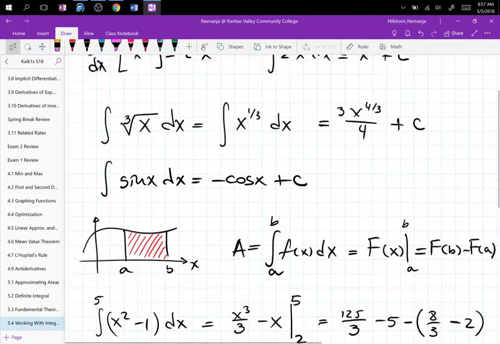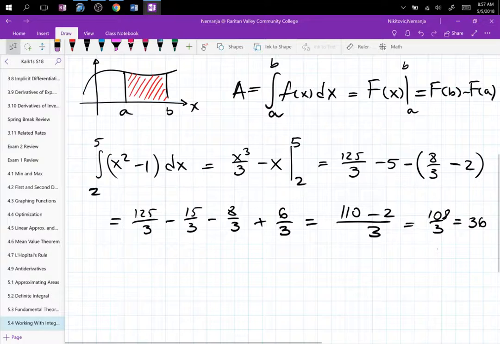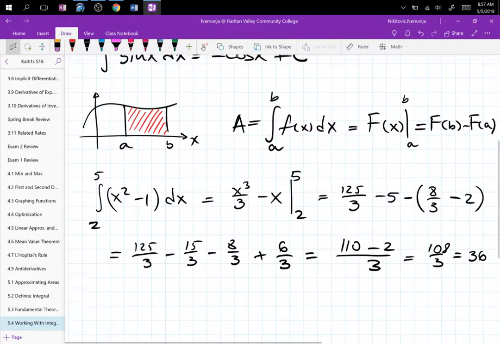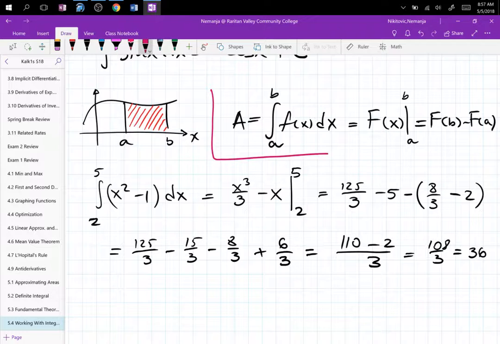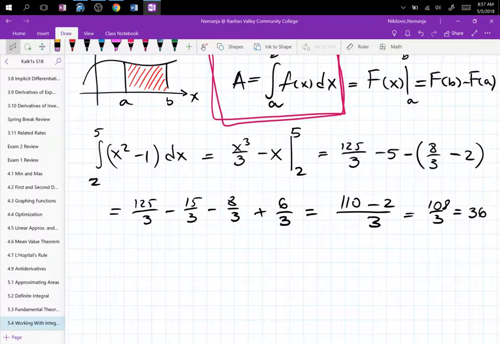So we have the indefinite integral, which we studied in 4.9. You get the function at the end and you put plus c. Then in 5.2 we did the definite integral, which gave us the area under the curve. Now let me just box this in. Now we move to some of those formulas which we had before for definite integrals.